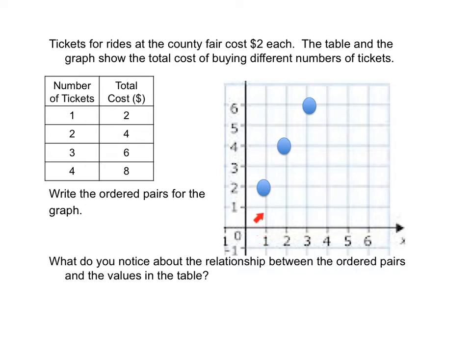If you look, we have 1, 2, 2, 4, and 3, 6 as the ordered pairs. And what do you notice about the relationship between the ordered pairs and the values on the table? Is that the ordered pairs match up with the values that are on our table.